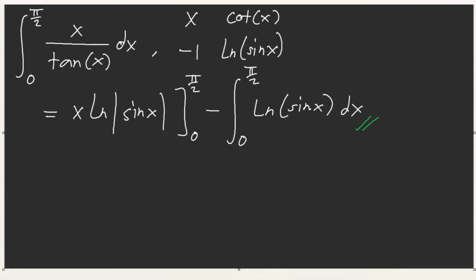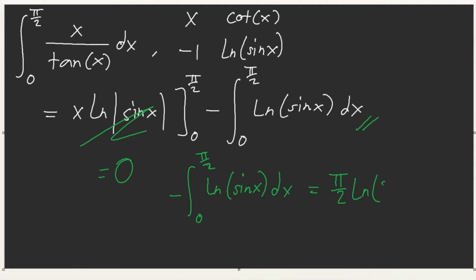So here, pi over 2, 0, plug in 0, take the limit, it's 0, so this whole thing equals 0. Here we have negative integral from 0 to pi over 2 of ln sine of x dx, which means that this whole answer here is pi over 2 ln of 2, right? It's positive because we have the negative here, so the negative cancels out. If this wasn't negative, then this integral itself would be negative. But because we have that negative sign, this integral is positive pi over 2 ln of 2.